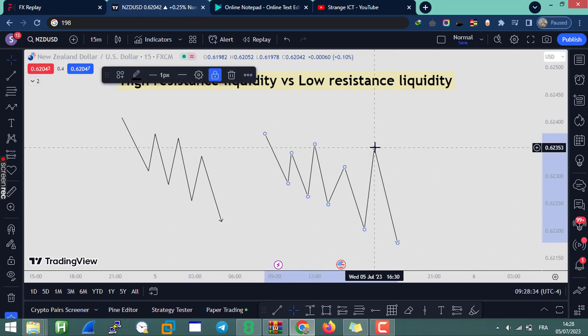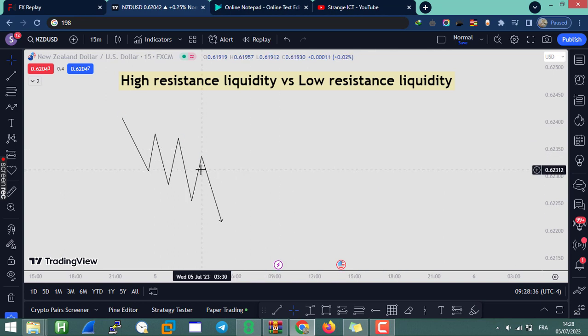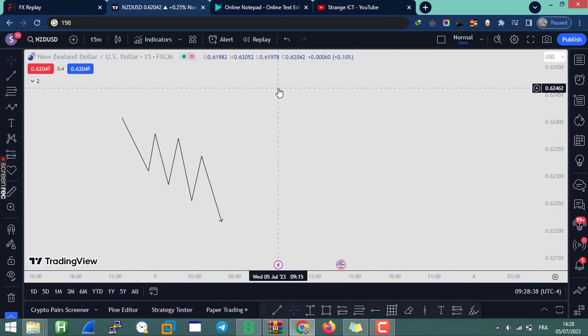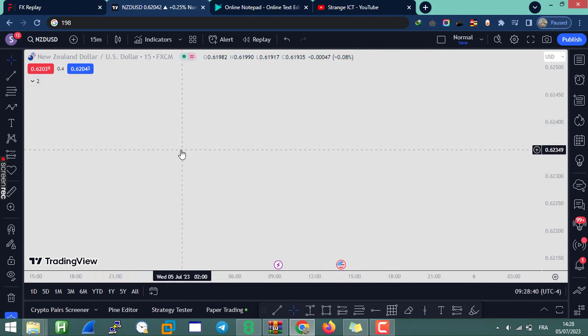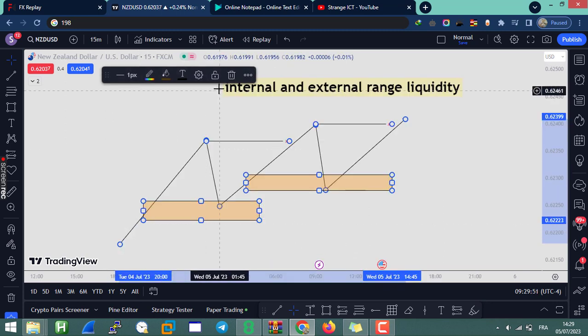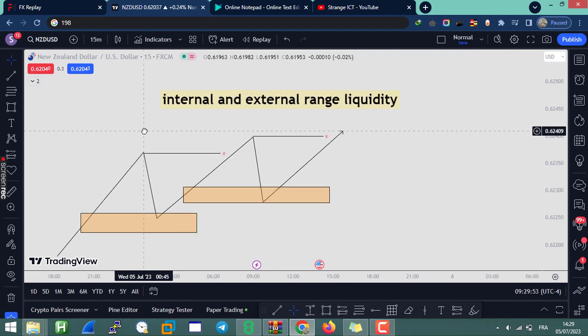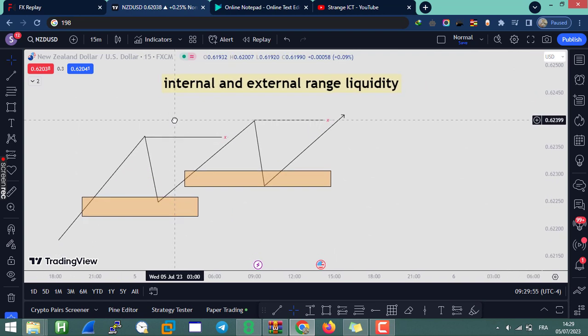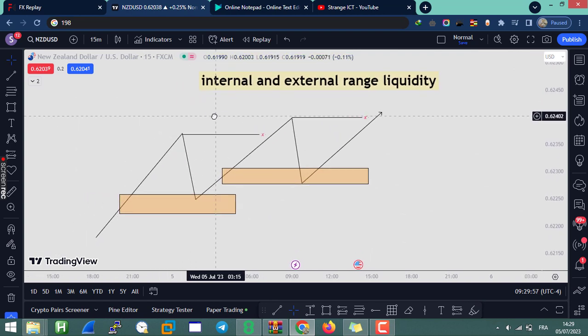Now this is the first concept. The second concept that we're going to cover, and we're going to merge with this one, is called external and internal range liquidity. Again, I'm going to explain it briefly. So if you want more details, you can go to my previous video. Now moving on to the second concept, and you can see from this example right here.